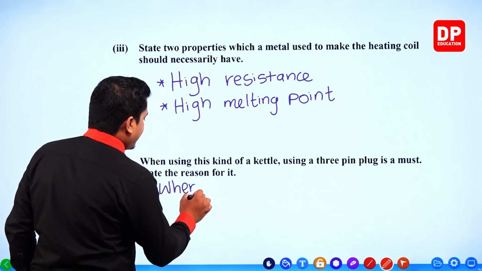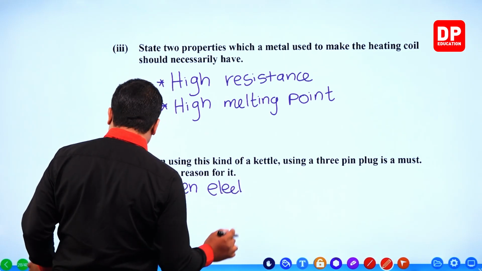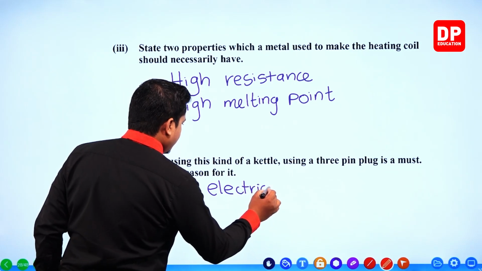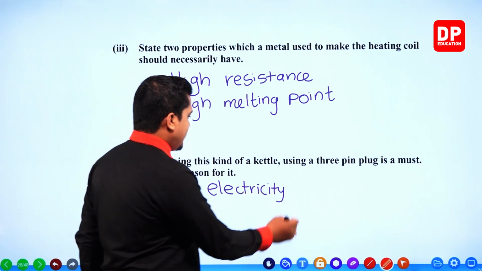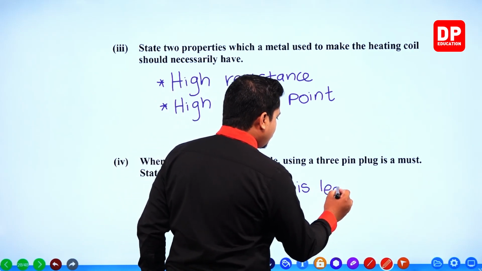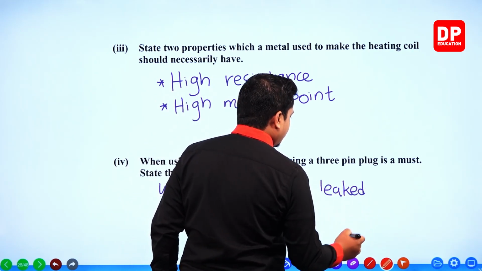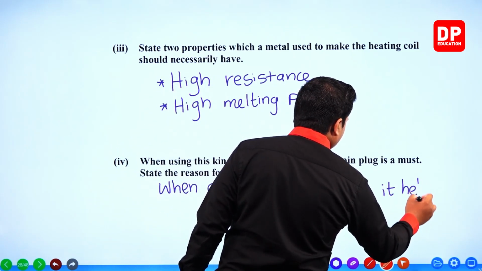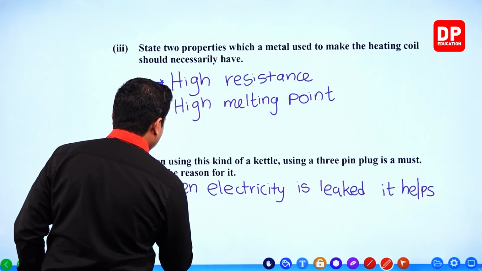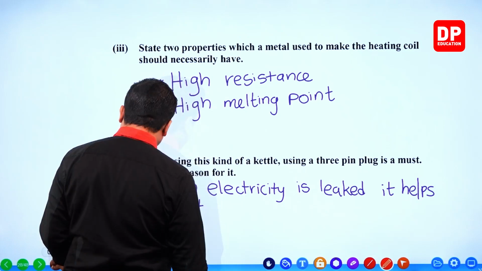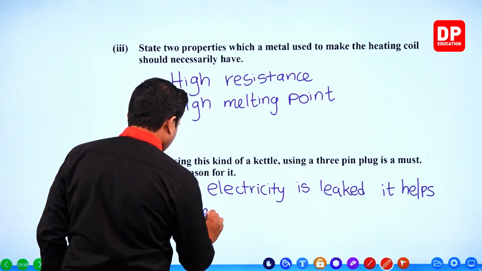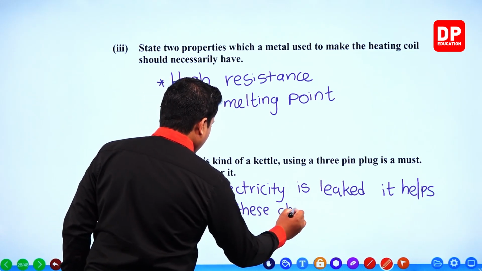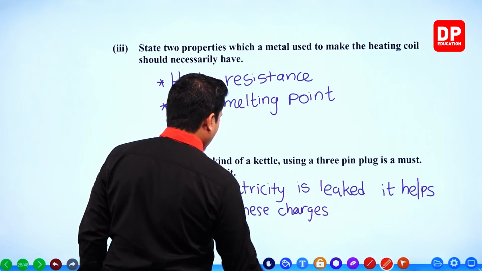When electricity is leaked, it helps to carry these charges to the ground.